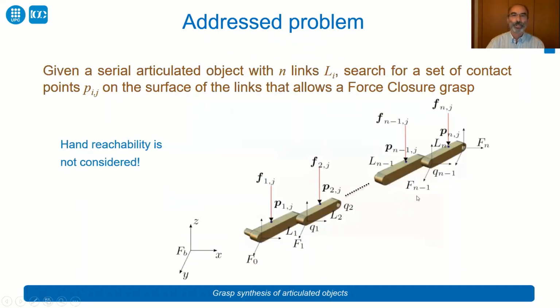So the problem we will address is that, given a serial articulated object with n links, search for a set of contact points on the links that allow a foreclosure grasp. By foreclosure grasp, we understand that the grasp will constrain the object, so it cannot be moved either in the absolute reference frame or move each of the joints in order to change the shape of the object. I want to remark that hand reachability is not considered, so the solution we find may not be reachable by a particular hand.